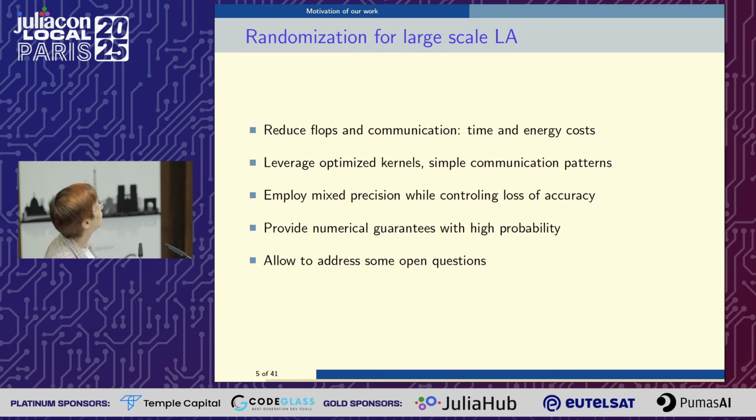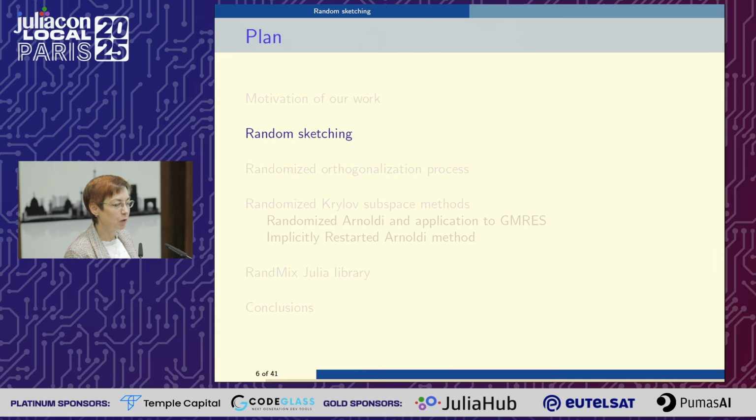And randomization is a technique which was developed in the last 10 years, but it's now developing much more. And it's really an interesting technique because it allows to reduce floating point operations and communication, and so you save time, but also energy. It's able to leverage optimized kernels, and it relies on simple communication patterns. And importantly, it allows to use mixed precision in a very natural way. And we can provide numerical guarantees with high probability. And even sometimes we are able to solve some of the open questions in linear algebra. So it's really a very nice technique that I'm going to describe to you today.